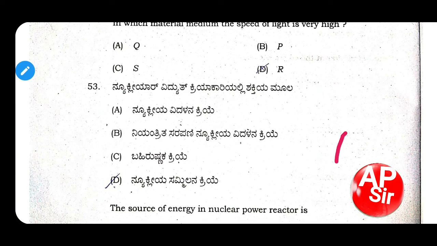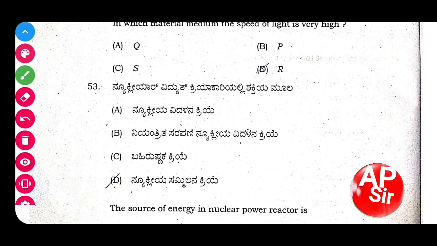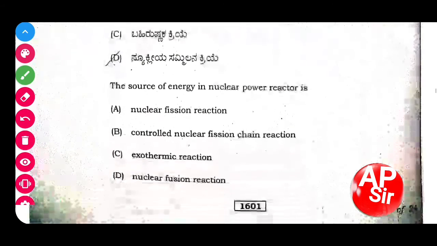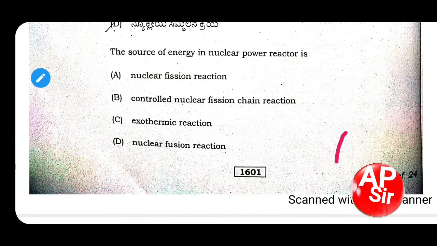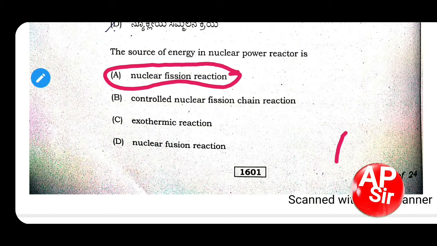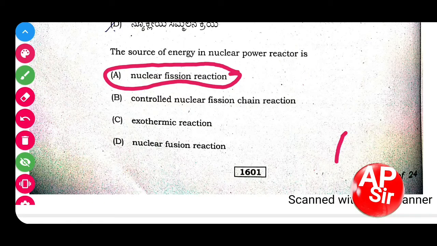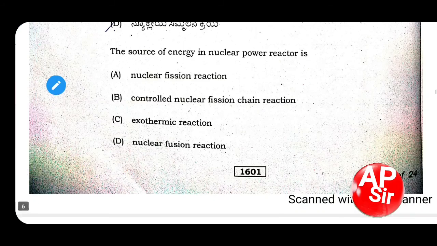That is question number 53 we have. The source of energy in nuclear power is nuclear fission, controlled nuclear fission chain reaction, exothermic nuclear fusion. So the answer for this is nuclear fission. Kids, keep in your mind. Option A is the right answer. So we'll go to the next question.